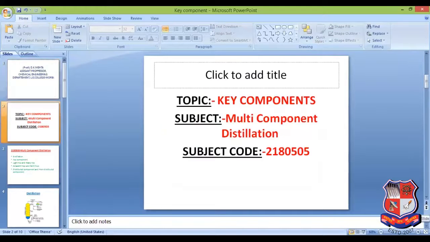Today we will discuss a topic called key components. That is covered in the subject of multi-component distillation. The subject code is 218-0505.